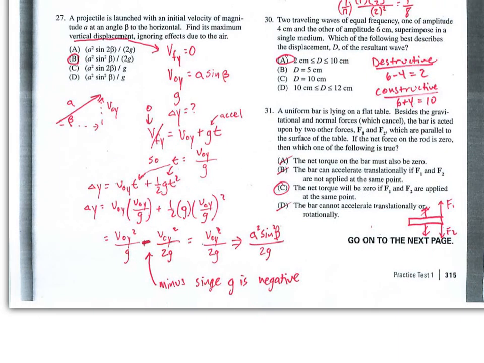Number 31 is really a torque problem. We know that torque is radius times force. We have F1 and F2, which are parallel to the surface of the table, so the little picture there is really an aerial view of this bar on the table. The only way we can get the torques to cancel out is if the forces act at the same point. Otherwise, if they're not at the same point, the torques are going to be different, which means it can accelerate.